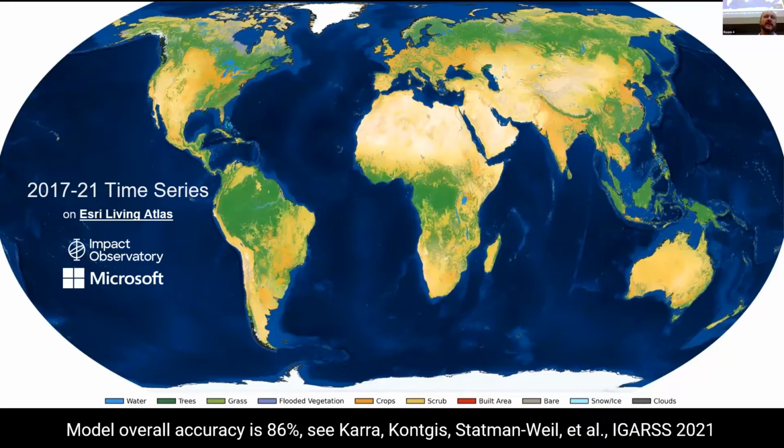So we created and released, along with Esri and Microsoft Planetary Computer, annual maps for every year 2017 to 2021. Those are free, open source, CC BY licensed maps available both through Esri or Microsoft, or if you find me, I can give you links to access that data. And again, that is global maps at 10-meter resolution for those 5 years.